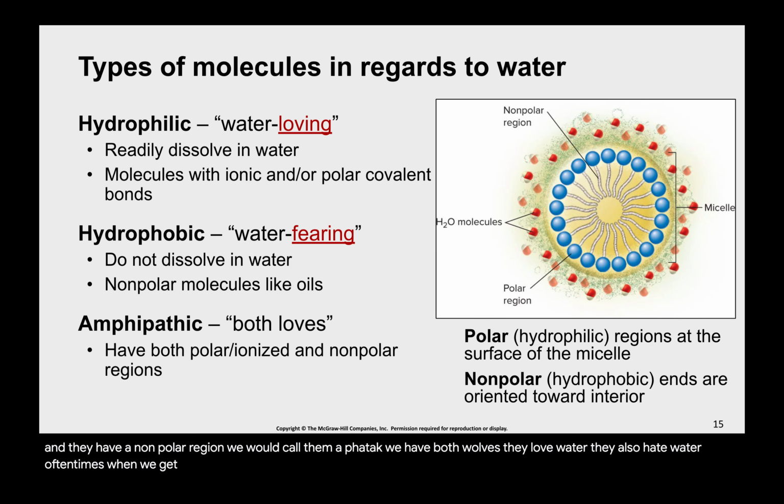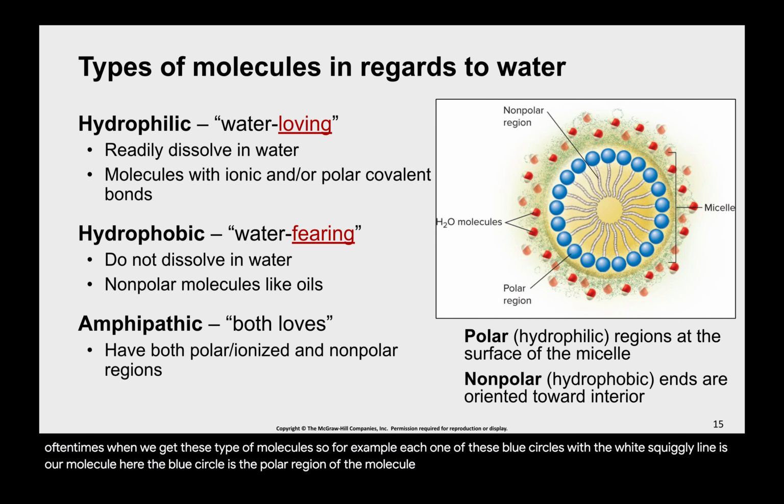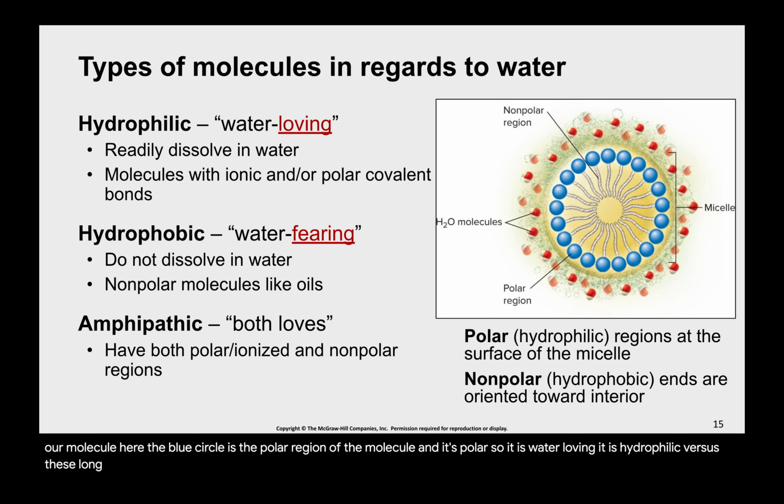Oftentimes when we get these types of molecules, right, so for example, each one of these blue circles with the white squiggly line is our molecule here. The blue circle is the polar region of the molecule, right? And it's polar, so it is water-loving, it is hydrophilic. Versus these long squiggly ends, I'll call them the tails here, right? These tails are water-fearing, right?